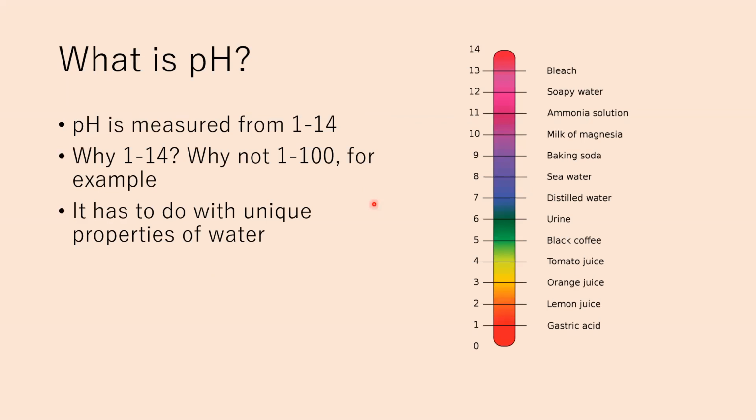pH is measured on a scale from 1 to 14. You may ask why this is. Why not 1 to 100, for example? Well, this has to do with the unique properties of water.